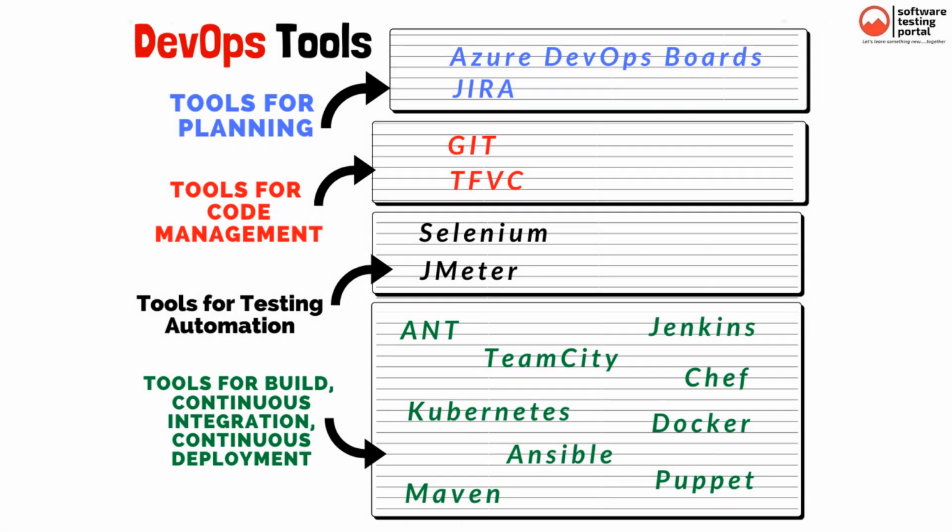So, what are the main DevOps tools? Let's take a look at the tools category-wise. First category is planning tools. These tools include Azure DevOps Boards and Jira.